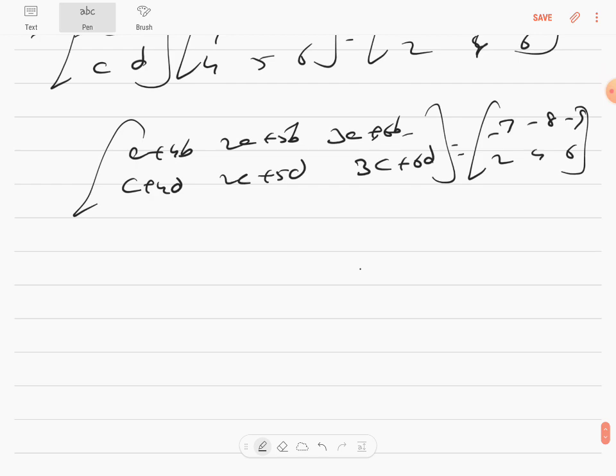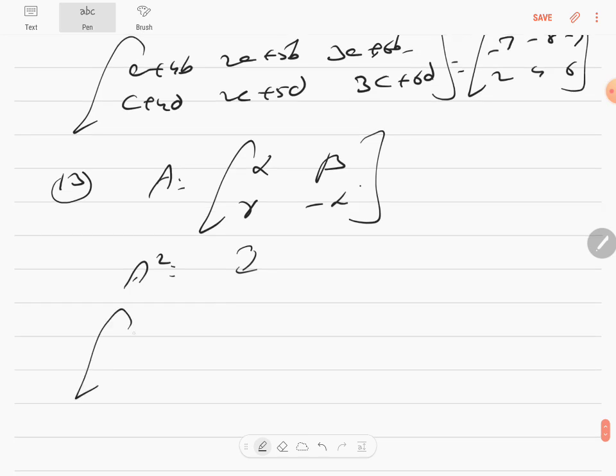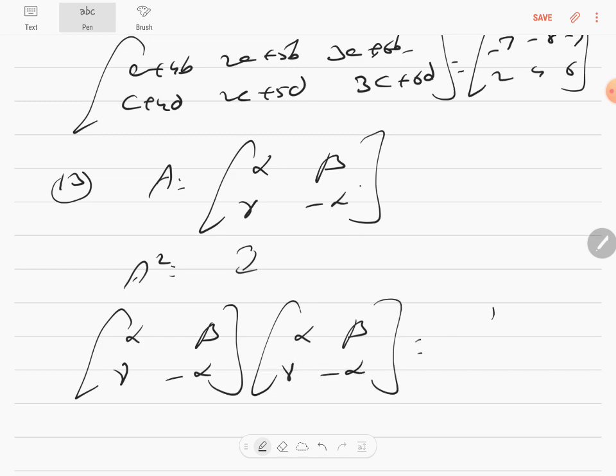The 12th question in the textbook is omitted. Let's go to the 13th sum. The 13th sum is the matrix alpha, beta, gamma, minus alpha. A square is I. It's been given A square is I, which means what? Alpha, beta, gamma, minus alpha times alpha, beta, gamma, minus alpha is equal to 1, 0, 0, 1. I is 1, 0, 0, 1.